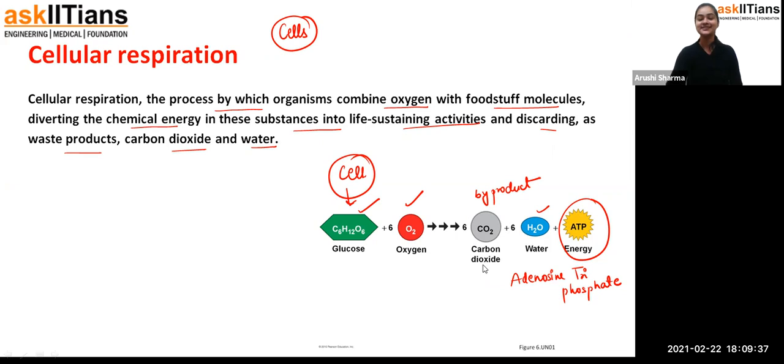Fine. So we have discussed this topic. Now we are moving towards another topic which we have to discuss for today's session.